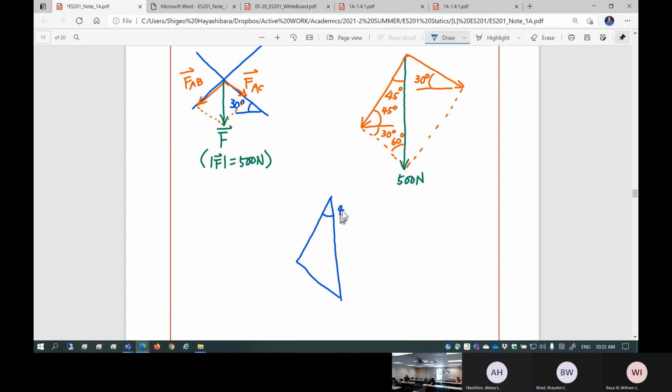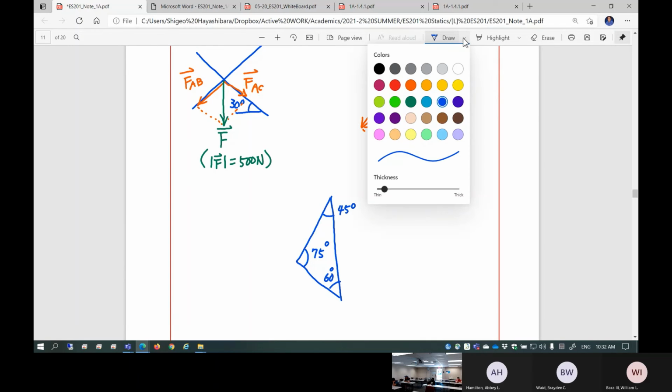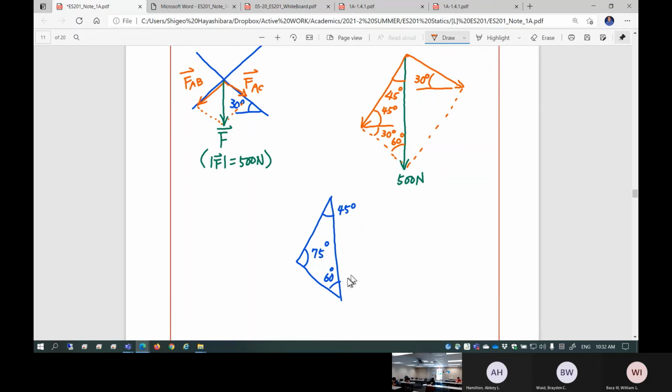This is 45. This is 75. This is 60. Yeah. And magnitude wise, this thing is 500 Newton. This is FAB. And this is FAC.